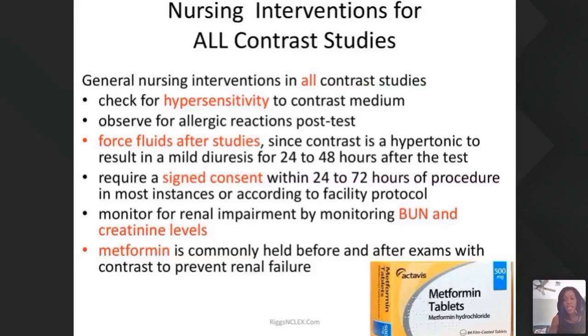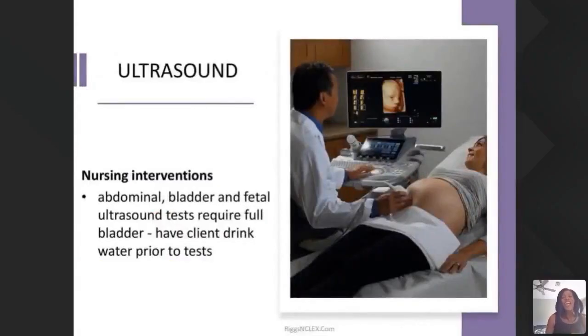So if you're a diabetic, I want to do a medication reconciliation and make sure you're not on metformin. Okay, so metformin is commonly held before and after these exams with contrast because of renal failure. So do an assessment, make sure they're not on metformin if you're going to do anything with contrast with them. NCLEX question, what do you need to intervene? My metformin. All right.